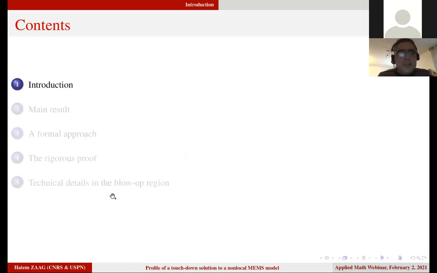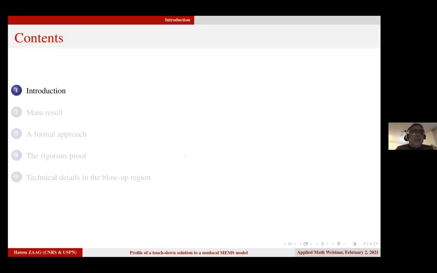So this is more or less the plan of my talk. I will first make an introduction, talk about some modeling, and then I will give the main result. And then I will first suggest a formal approach for the proof, and then the rigorous proof. At the end, if I have time, I will give some details about the main part of the proof.